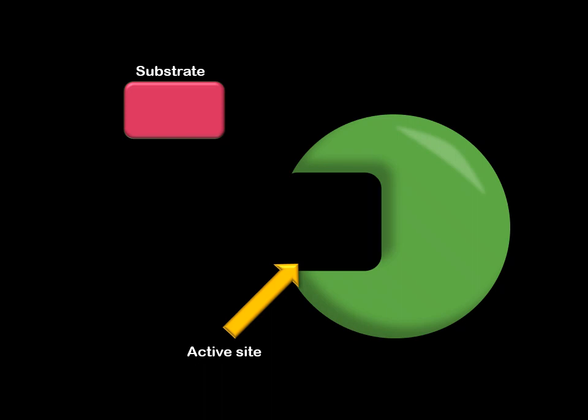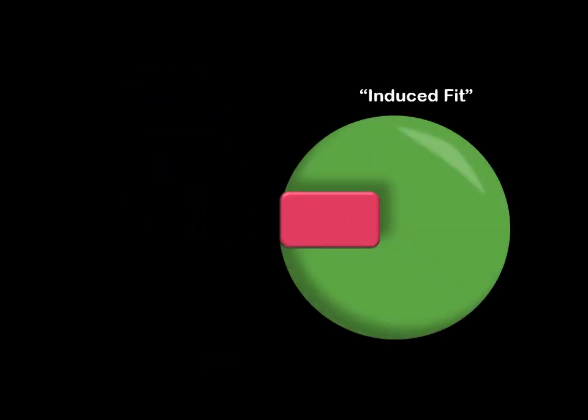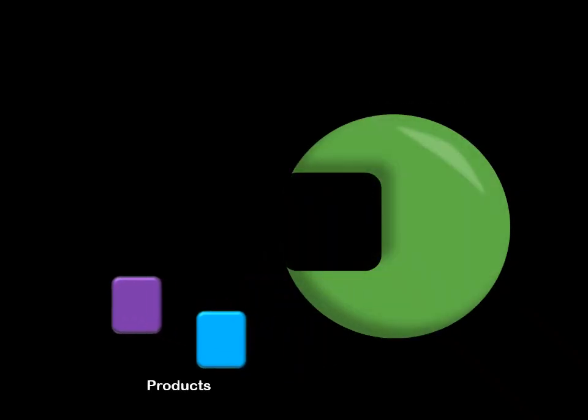The substrate will enter the active site, causing the enzyme to change shape and close around it in a model that we call induced fit, similar to how your hand closes around another person's during a handshake. This brings the required functional groups into the correct positions, leading to catalysis and release of the products, returning the enzyme to its original shape, ready to pick up another substrate molecule.